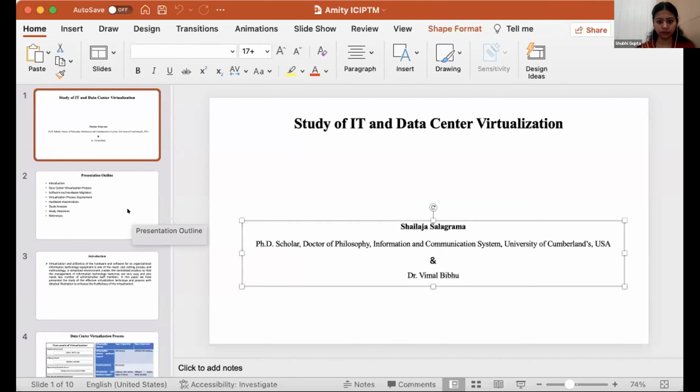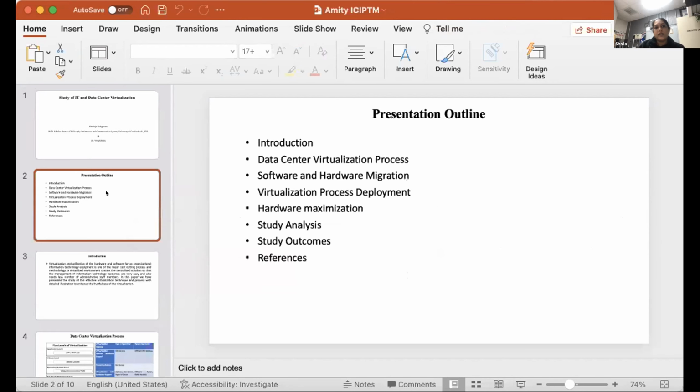Yes, we can. Good morning, everybody. I'm Shelja Salagrama. I'm pursuing my PhD at the University of the Cumberlands in the United States. This paper is all about the study of IT and data center virtualization. In the presentation, I'm talking about the introduction, and then going forward, I'll talk about how the virtualization process works, software and hardware mitigation, virtualization process development, hardware maximization, study analysis, and study outcome.